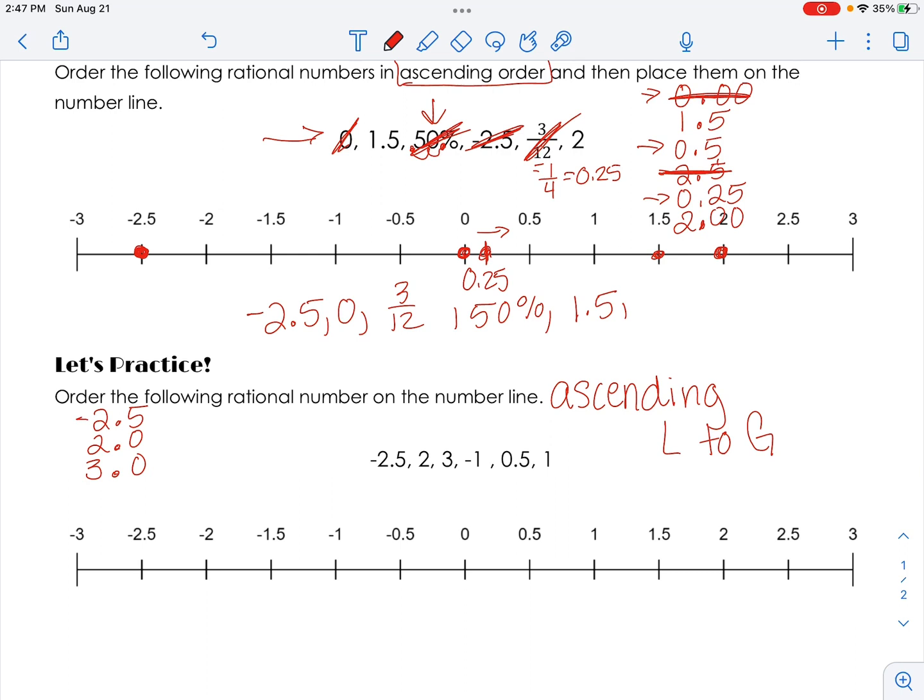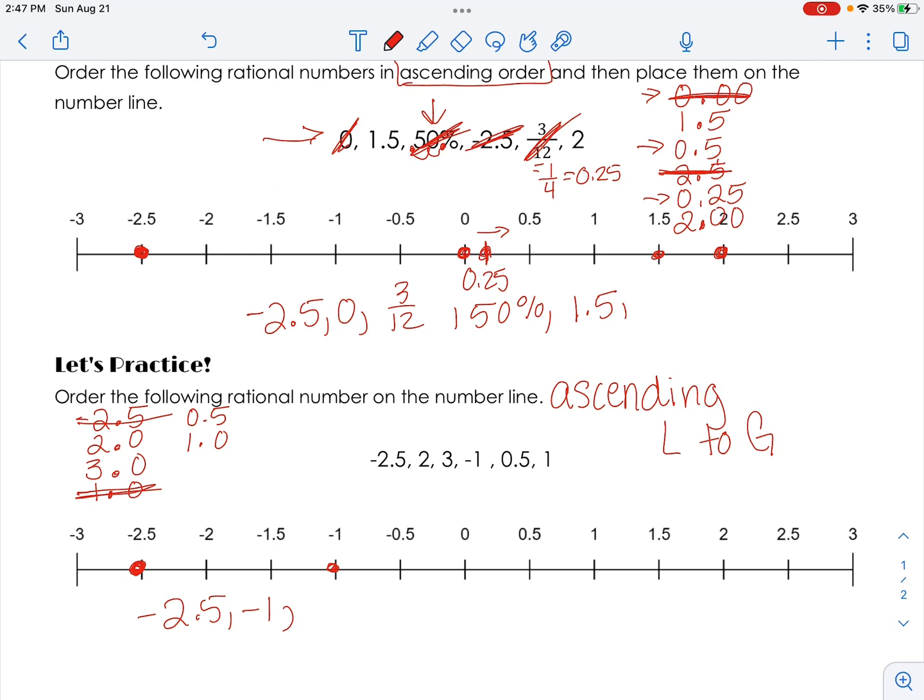Then I'm going to have negative 1, and then I'm going to have 1/2, and the number 1. Okay, what is my least number? Remember, look for those negatives. What is furthest to the left of the number line? That's going to be negative 2.5. Okay, and then do I have another negative? Yes, I have negative 1. So negative 1 comes next.